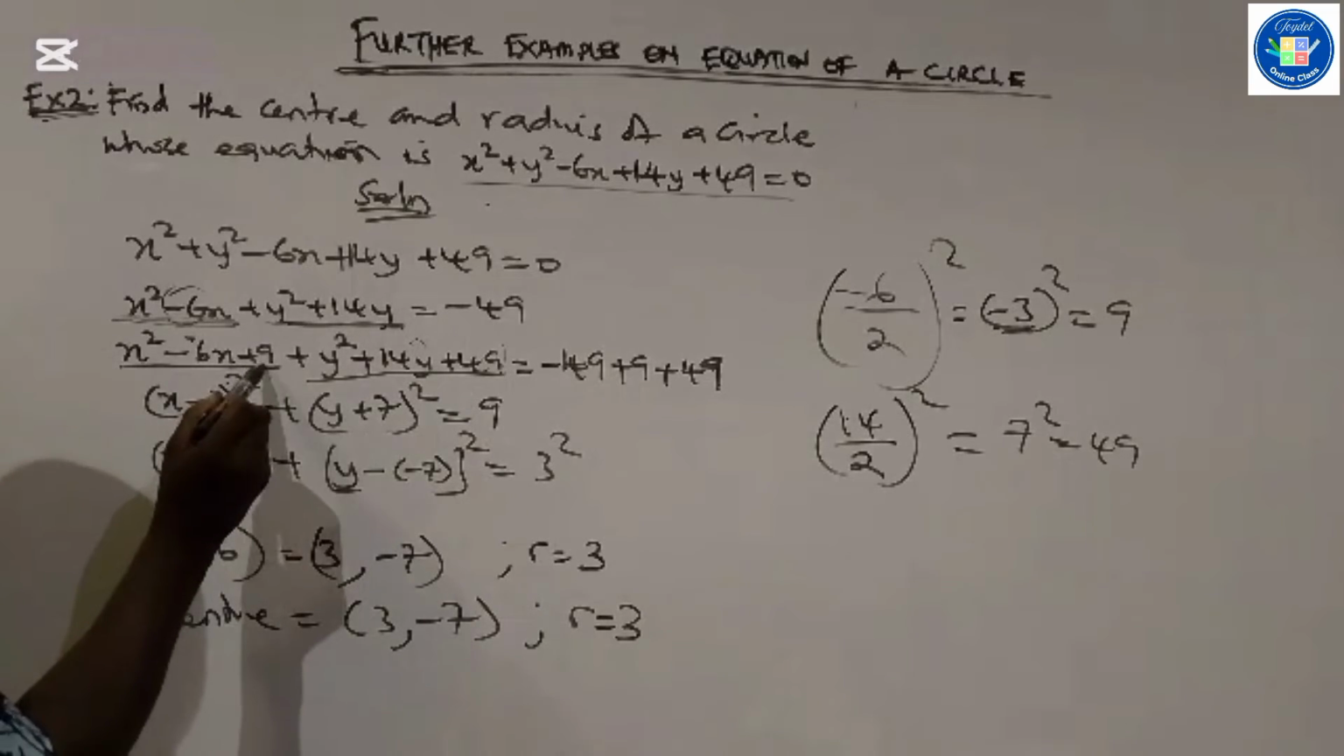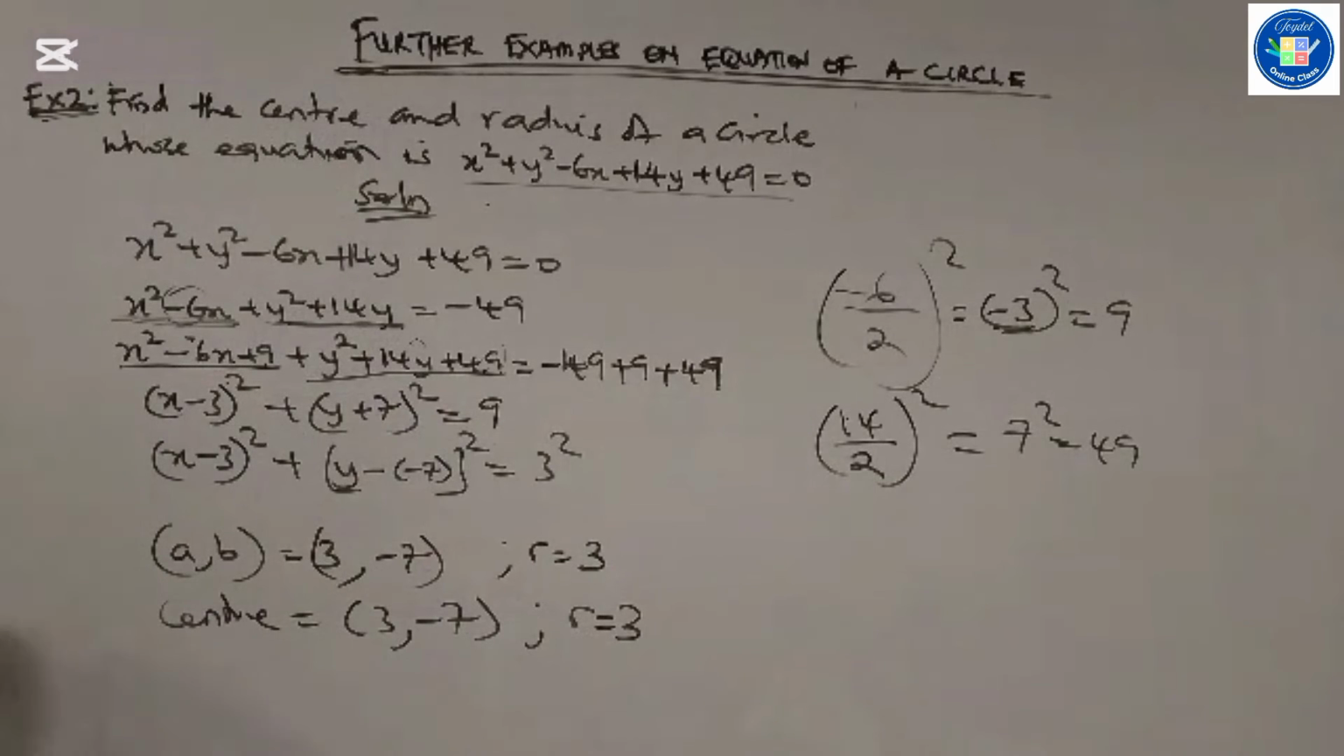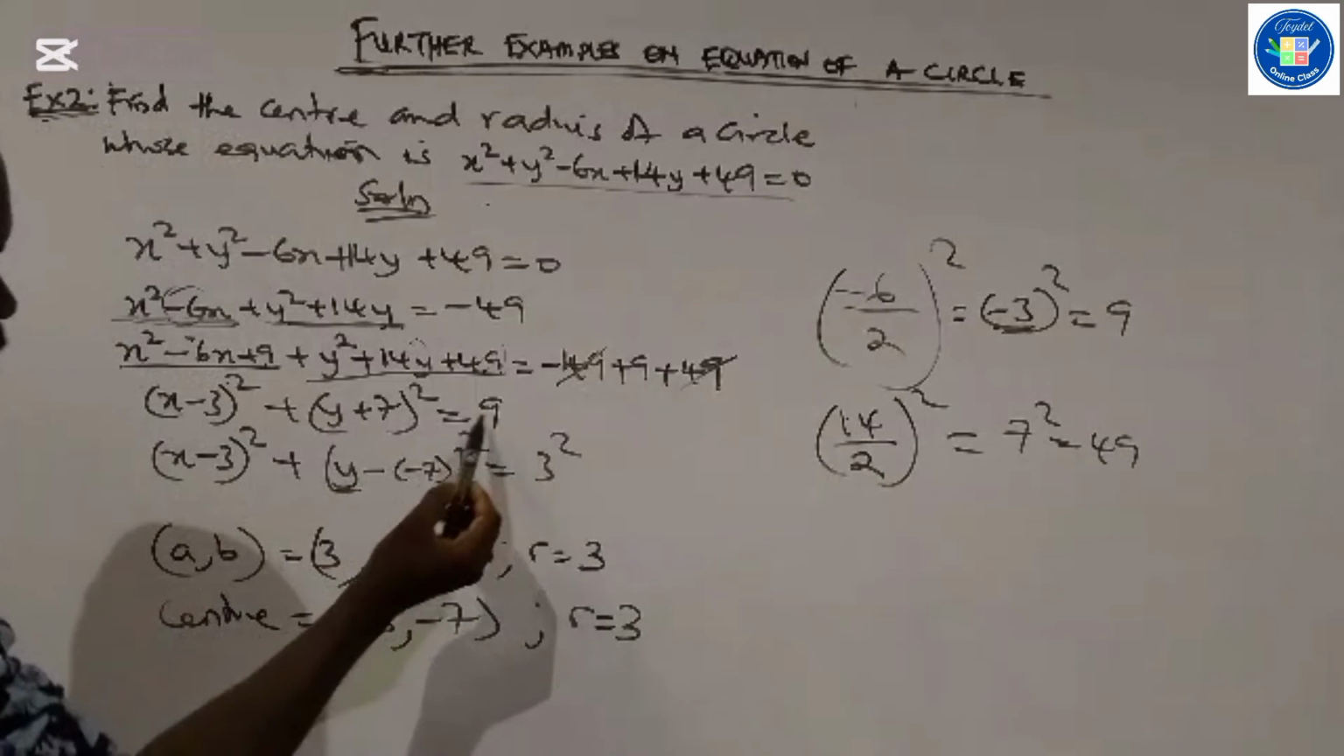Because we have added plus 9 and 49 here, we have to do it to the right-hand side for balancing. Whatever you do to the left, we do to the right. Then minus 49, we take care of minus 49. We are left with 9.